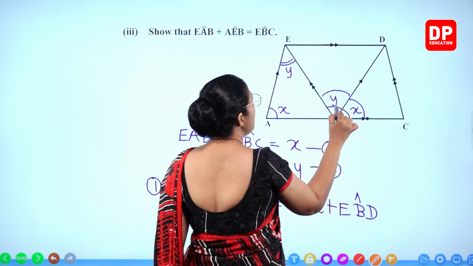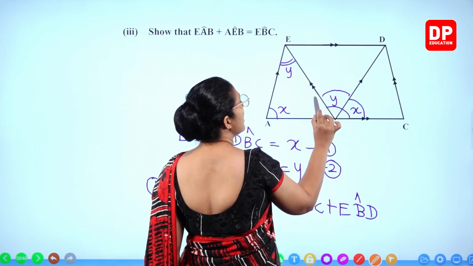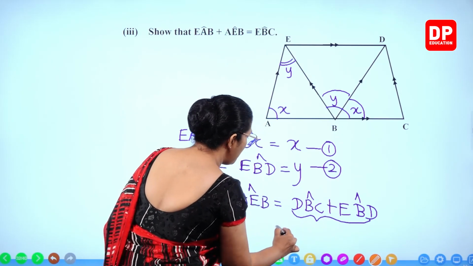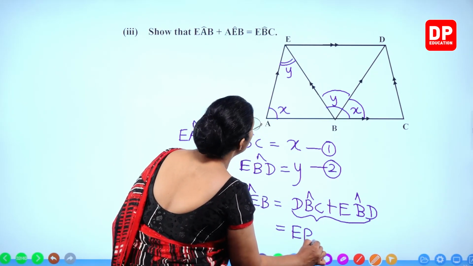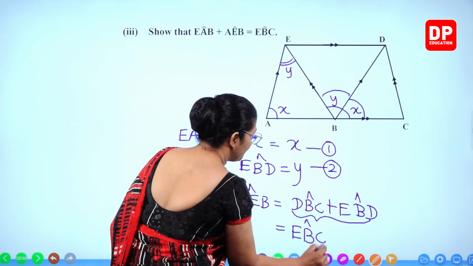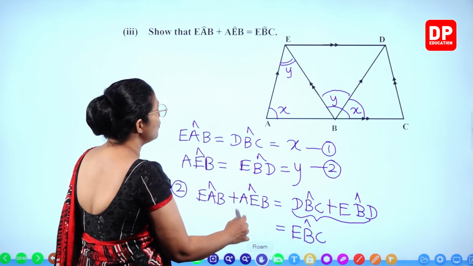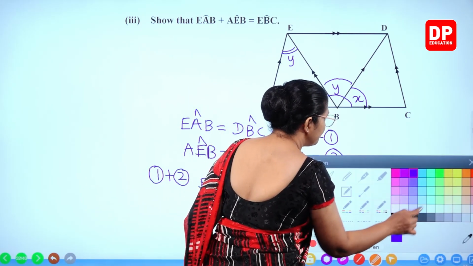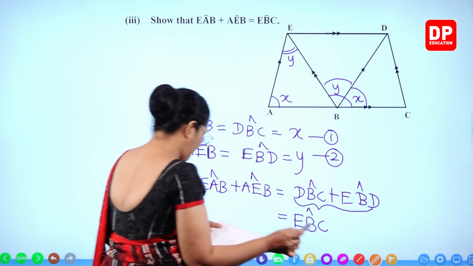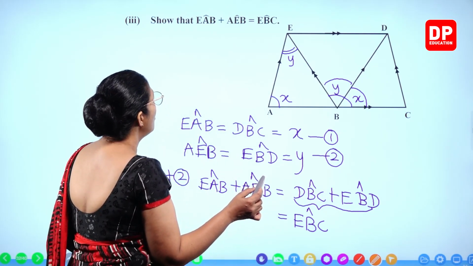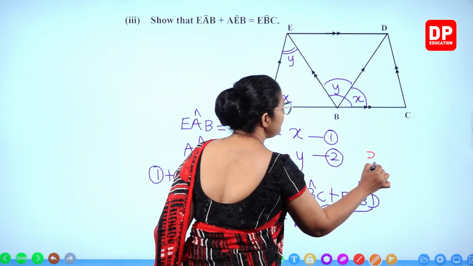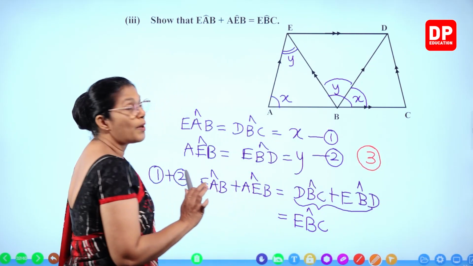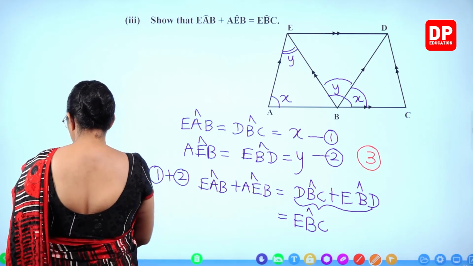DBC angle and EBD angle you can write as EBC angle. So these two become EBC angle. So that's what you need to show. So these two are equal to this. So how many marks for that part? You are getting 3 marks for that part. So altogether we gave 10 marks for the whole question. Let's do the next one.